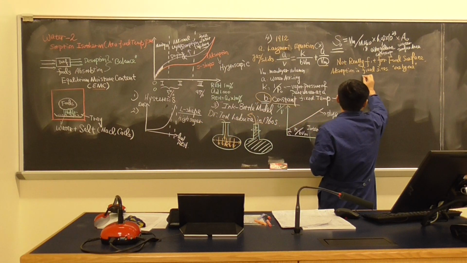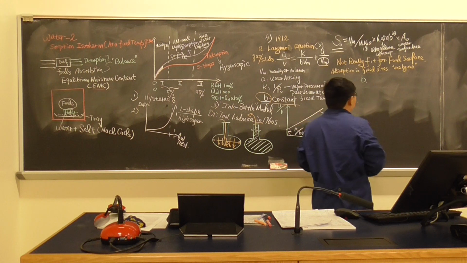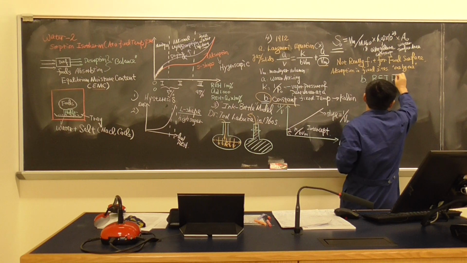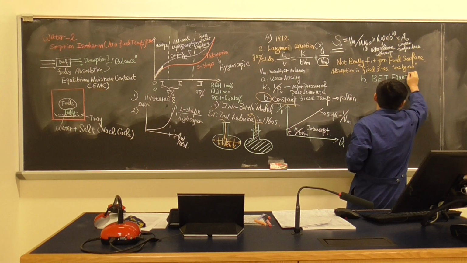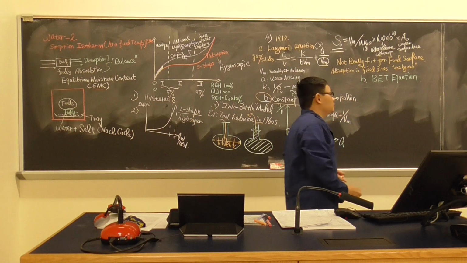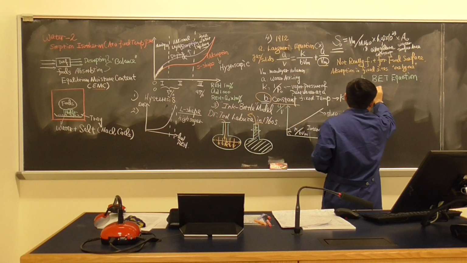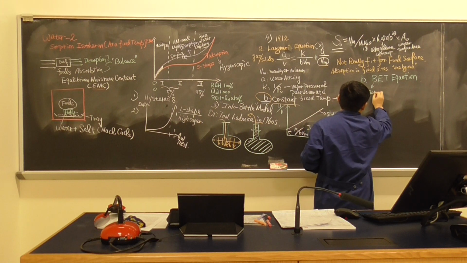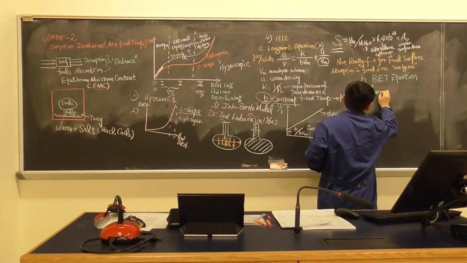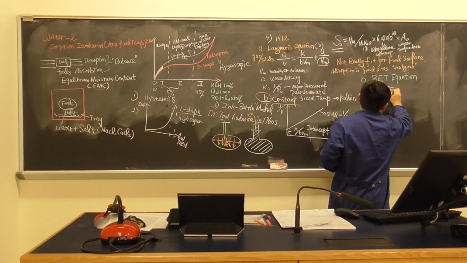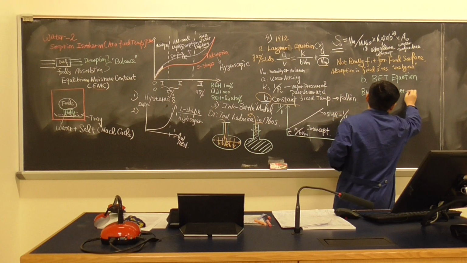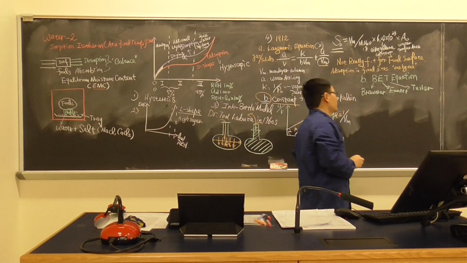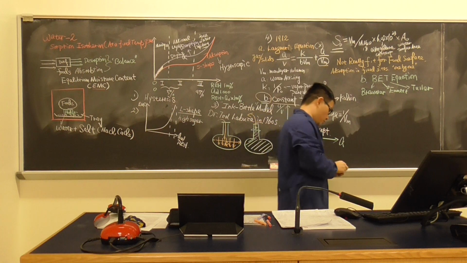So we're going to talk about the second equation. The second equation is called the BET equation. What does the BET equation talk about? This is by three authors: B, Brunauer; E, Emmett; T, Taylor. So Brunauer, Emmett, and Taylor have this equation.